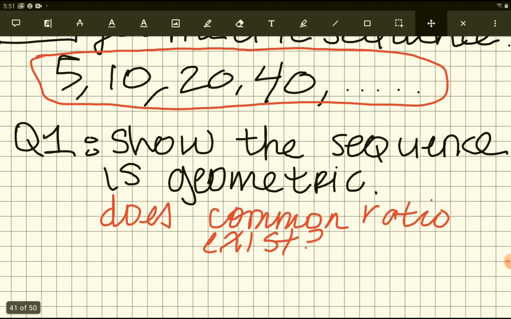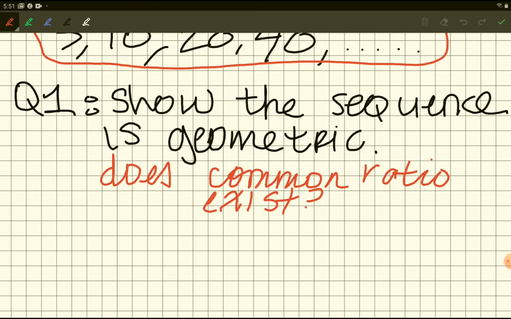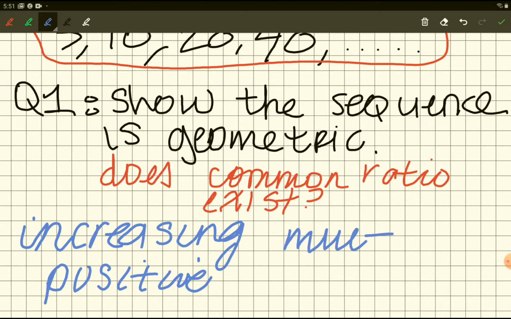So to me, I can kind of just look at it and tell it is, number 1, increasing. It is all positive. Okay, to me, it's definitely getting multiplied by 2.